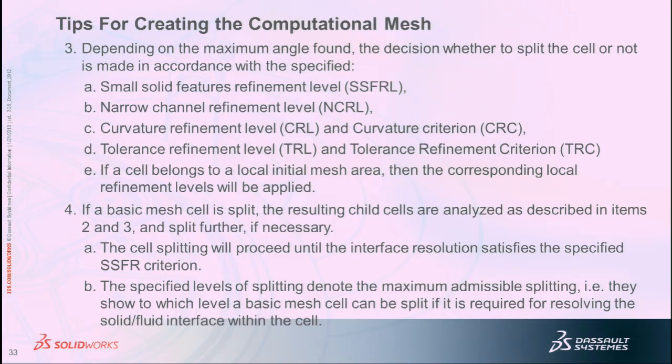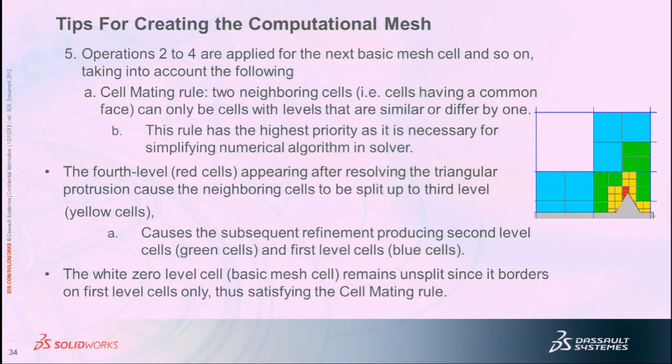If the basic mesh cell is split, the resulting child cells, so the basic cell is the parent cell, that's the very first cell, and then when it starts refining it, they're called daughter cells or child cells, described in 2 and 3 are split further. The cell splitting will proceed until the interface resolution satisfies the small solid feature refinement criterion. And the specified levels of splitting denote the maximum admissible splitting that may show in a level basic mesh. So number 5, operations 2 and 4 are applied to the basic mesh cells, and so on with 2 important rules. These are really good to keep handy.